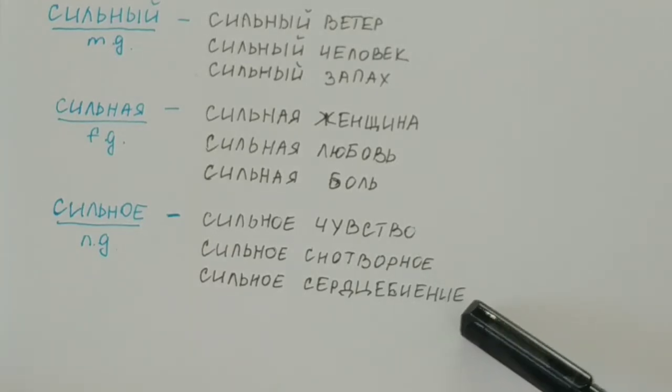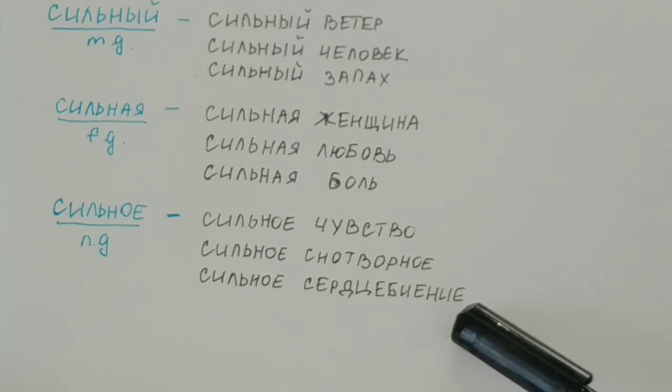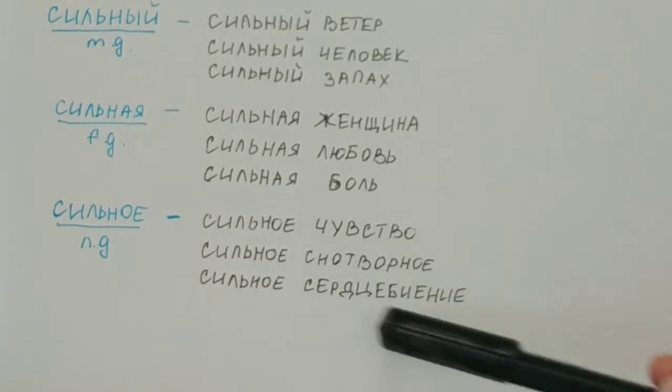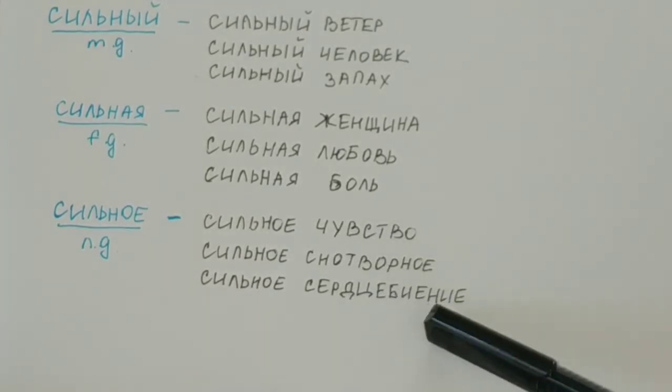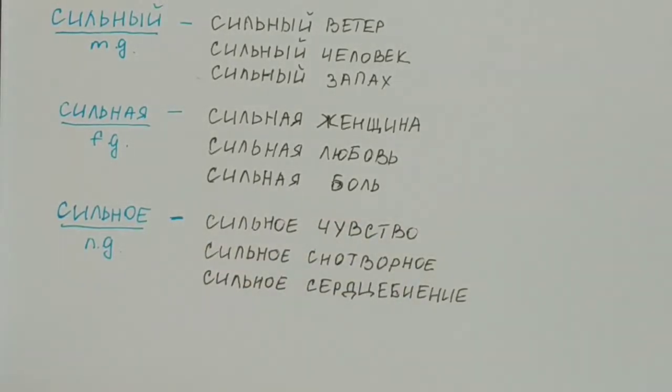And the last example is сильное сердцебиение. Сердцебиение means heartbeat, so сильное сердцебиение will be translated as strong heartbeat. So all of these three nouns here are of the neuter gender, and that's why we're using them with the adjective сильное of the neuter gender.